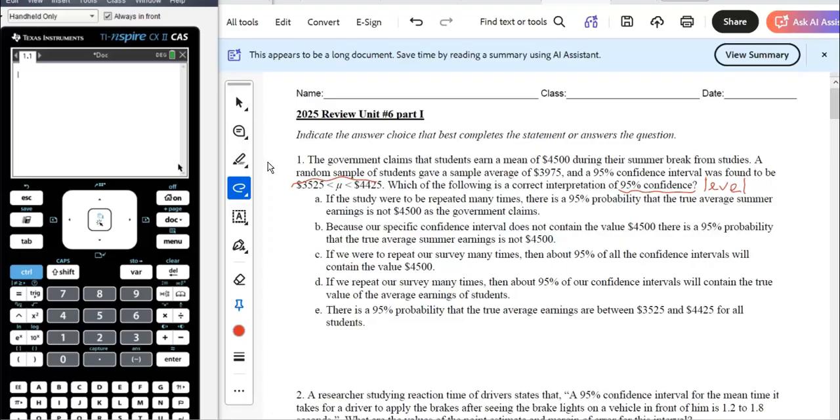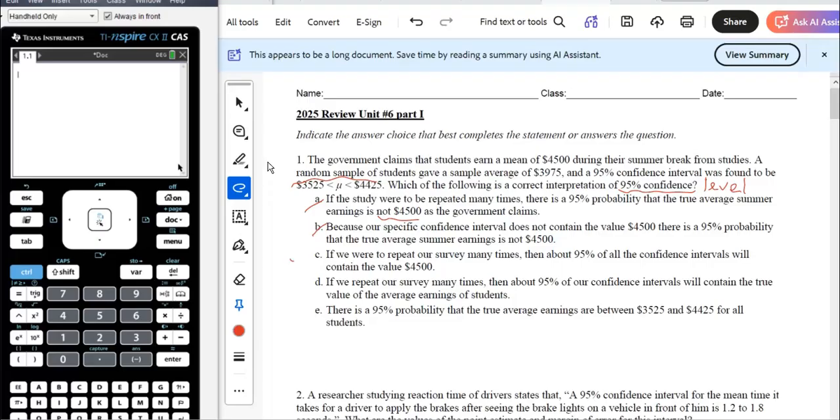So let's read A. If the study were repeated many times, there's a 95% probability that the true average summer earnings is not 4,500. I don't think that works. It started out okay, but I don't understand where the not 4,500 comes from. Because our specific confidence interval does not contain 4,500, there is a 95%, again, that's not what a confidence level is, interpreting it. If we repeat our survey many times, about 95% of all confidence intervals will contain the value 4,500.